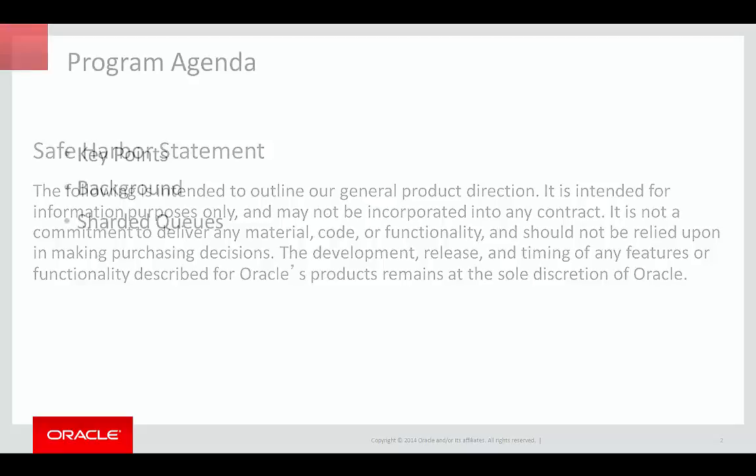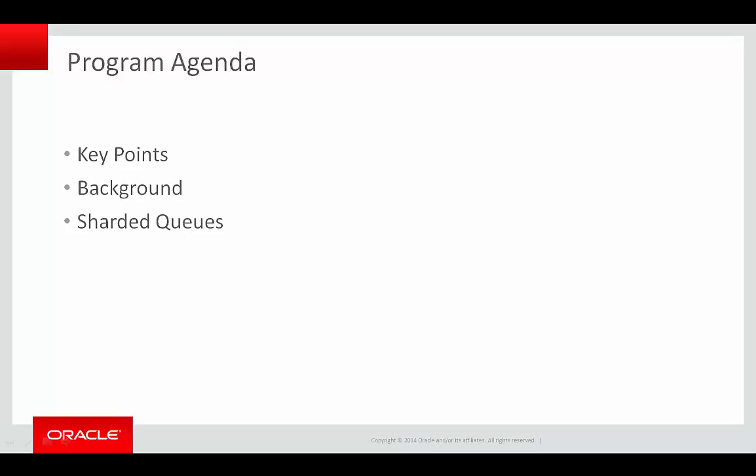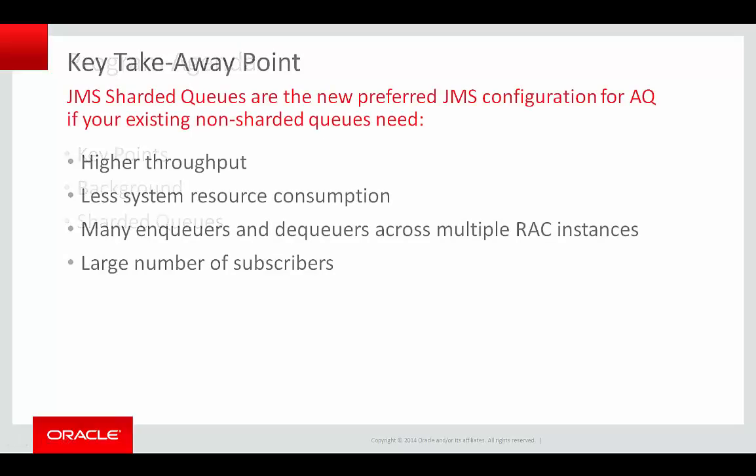So what I'm trying to accomplish in this talk is to highlight some of the key points of the presentation, give the background behind AQ JMS, and to provide technical details of sharded queues as well as some performance numbers. In 12c, we're introducing JMS Sharded queues. These are a new type of queues that can be used as an alternative to your existing non-sharded AQ JMS queues. If you're fine with your existing non-sharded queues, there's no need to change.